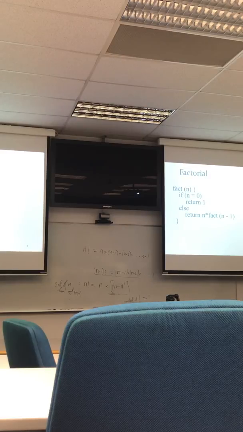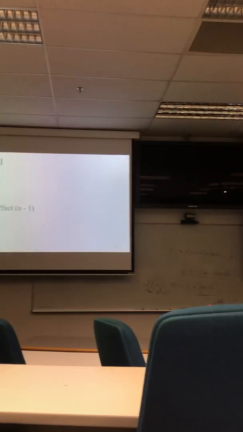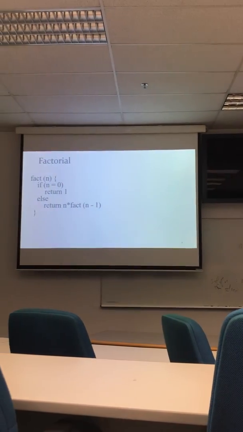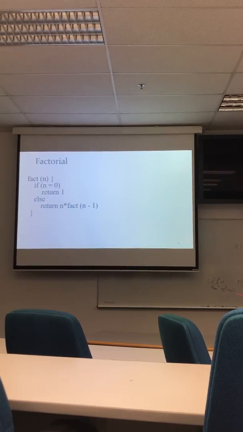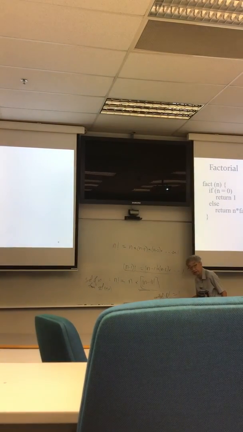You can see that the basis step says we can calculate factorial. In this case, we take 0. Follow here. Factorial 0 is also 1.